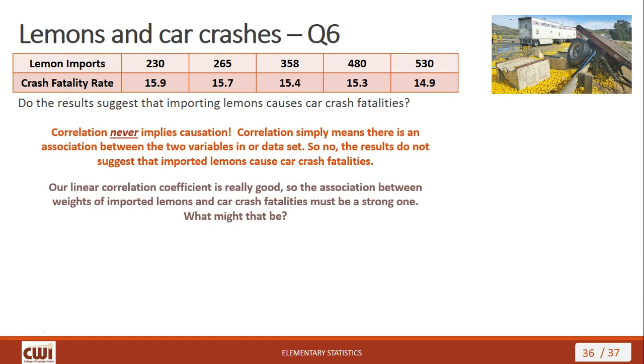However, look at our linear correlation coefficient. It's really good. I mean, 95%, that's excellent. So there is some strong association between our two variables. What do you think that could be? What might be the relationship between lemon imports and crash fatality rates?